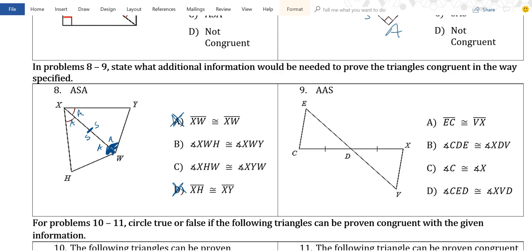XWY. XWY. Well, that's exactly what we need. So our choice here for number 8 is going to be B. You can check through C, you'd see I was wrong. Alright, number 9. Looking for angle, angle, side.